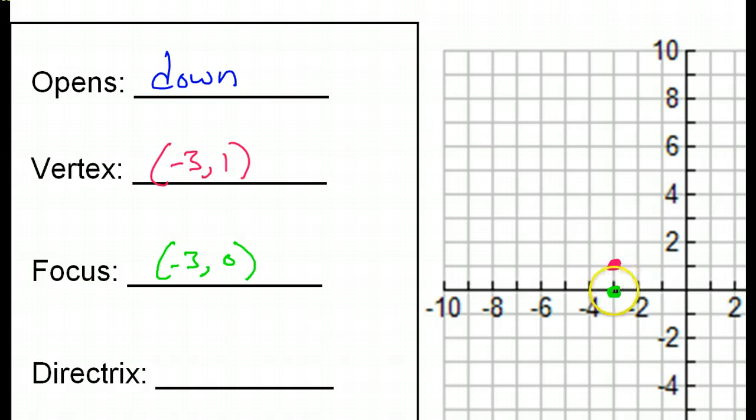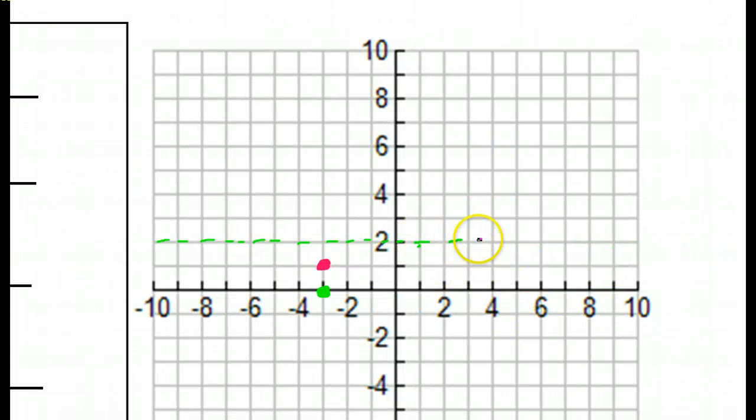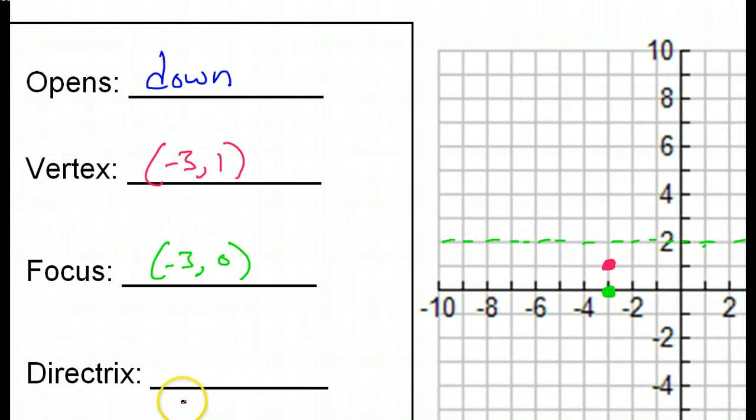Alright, the directrix should be the same amount in the other direction. So my directrix is going to be up here. Alright, 1 down, 1 up. Okay, horizontal lines are always y equals. So this will be y equals 2 because it's up at 2.